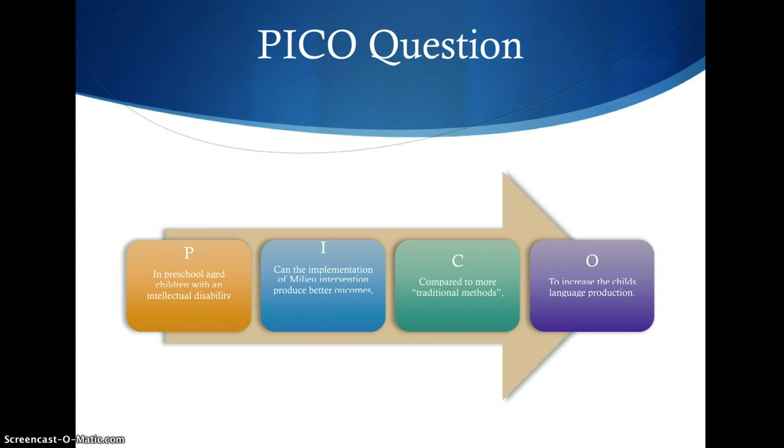So using the PICO framework, we are able to establish a clinical question. After analysing the scenario, I was able to establish that the population was 4-year-olds or preschool-age children with an intellectual disability. The intervention was the milieu incidental teaching approach. The comparison was more traditional methods of practice, and the outcome was an increase and improvement in the children's language production and skills. Using these aspects, we can build a clinical question, and I've listed mine on this slide.